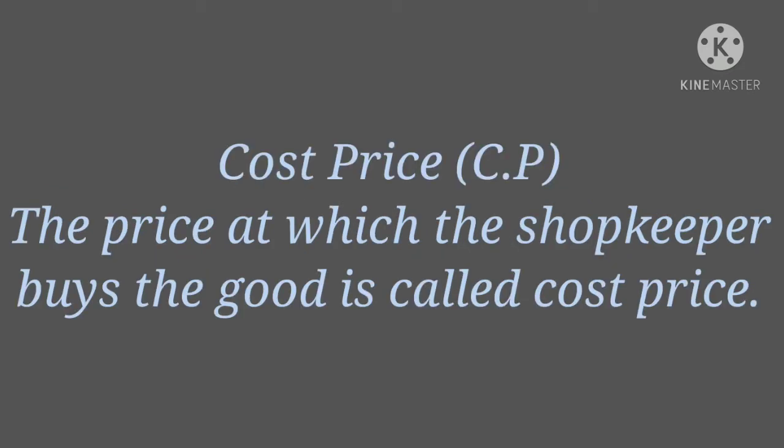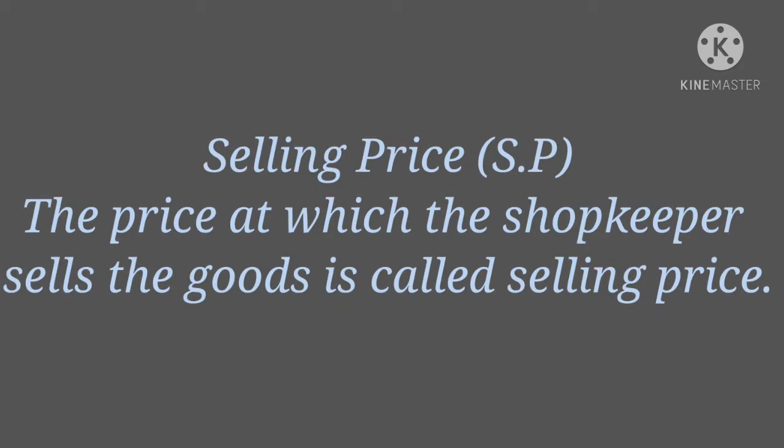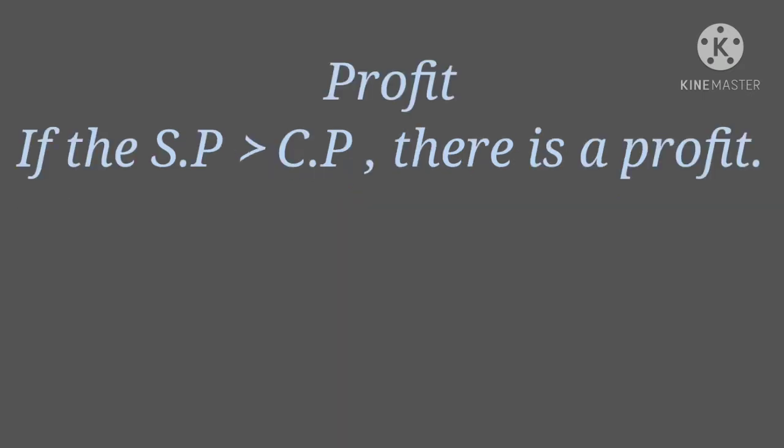Cost price. The price at which the shopkeeper buys the good is called cost price. That means the price at which the shopkeeper buys the things is called cost price, and it is denoted with CP. Selling price. The price at which the shopkeeper sells the good is called selling price. That means the price at which the shopkeeper sells the goods to the customer is called selling price, and it is denoted with SP.